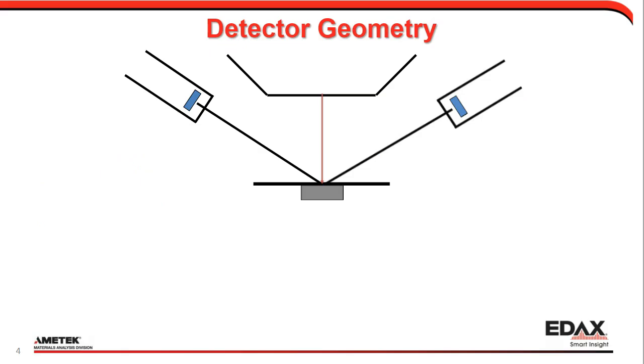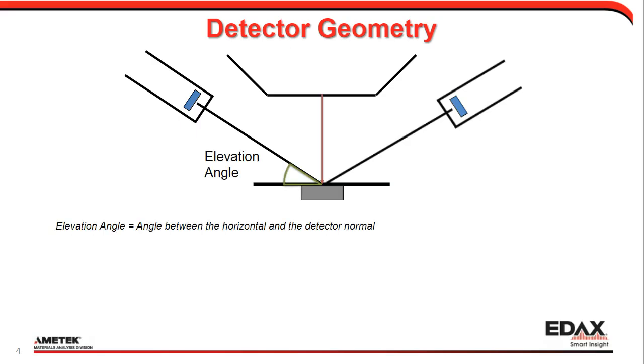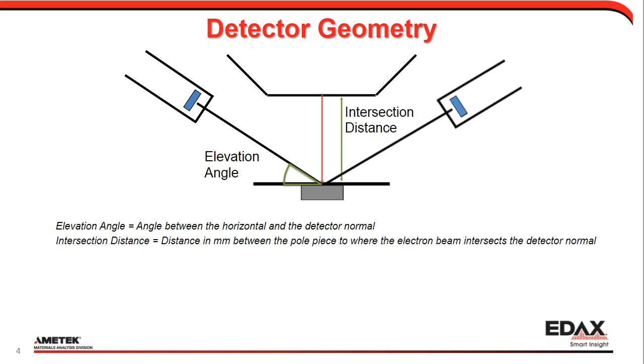This is the side view of a dual detector system. For each detector, the elevation angle is the angle between the horizontal and the detector normal. And the intersection distance is the distance in millimeters between the pole piece to where the electron beam intersects the detector normal. These two parameters are set when the system is installed and won't change when you move the sample around.